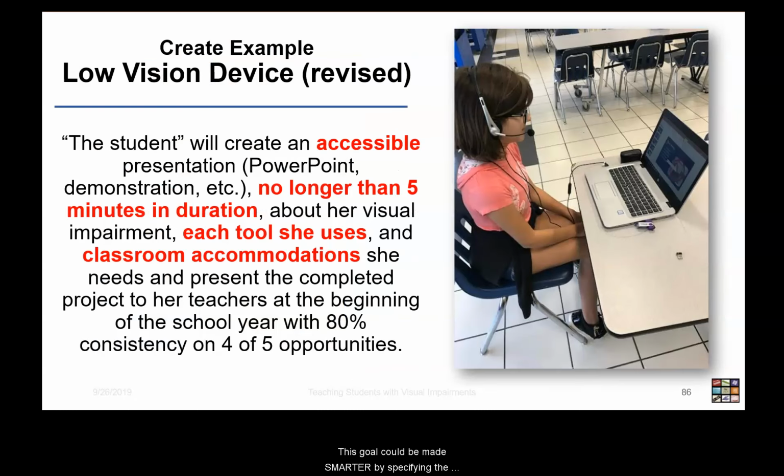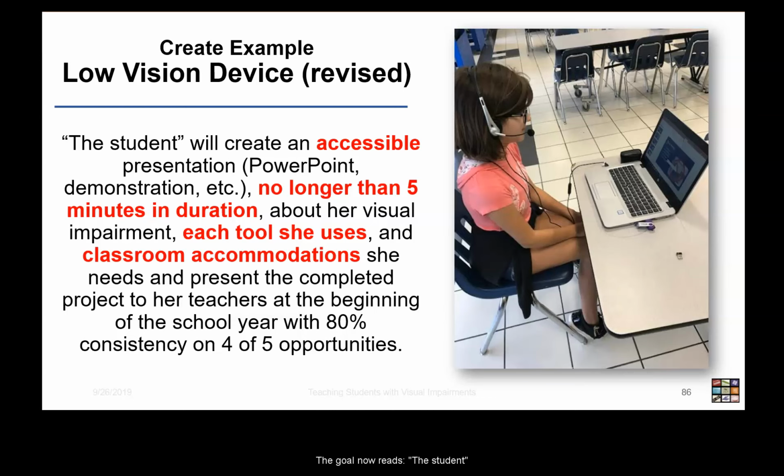This goal could be made smarter by specifying the total duration time of the presentation and what features need to be included, and that it needs to follow accessibility standards. Even if the student doesn't require all accessibility standards, I make sure they incorporate them. I think it's important for them to understand that they also need to accommodate for other people's needs. And if the student does need the accommodation, they need to learn how to create them so they can self-advocate by helping others know how to create them.